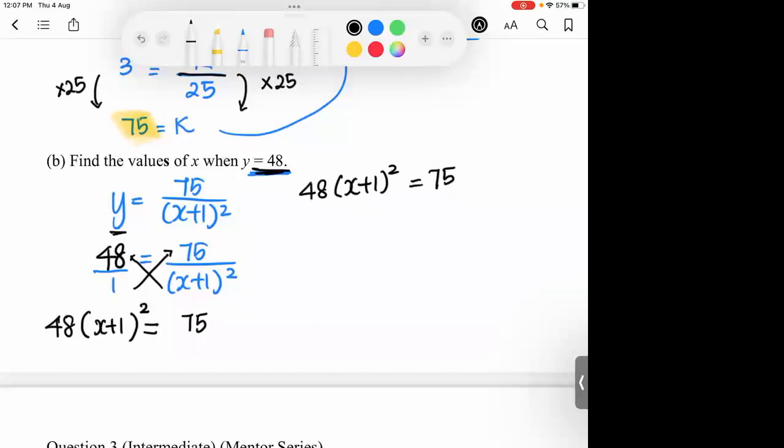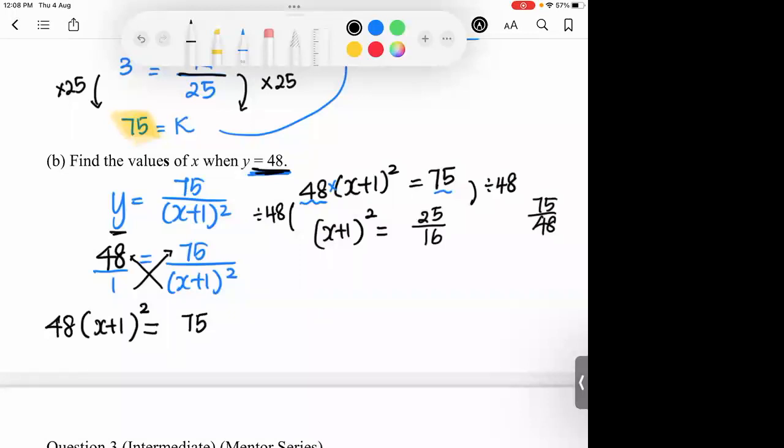What we can do is, you notice here got 48, here got 75, right? I can get the numbers together. This one is multiplication. I don't want the 48. What I'm going to do next, I'm going to divide by 48 on both sides. Then I get x plus 1 whole thing squared equals 75 over 48. 75 over 48, simplified, becomes 25 over 16. Until this portion, still okay?